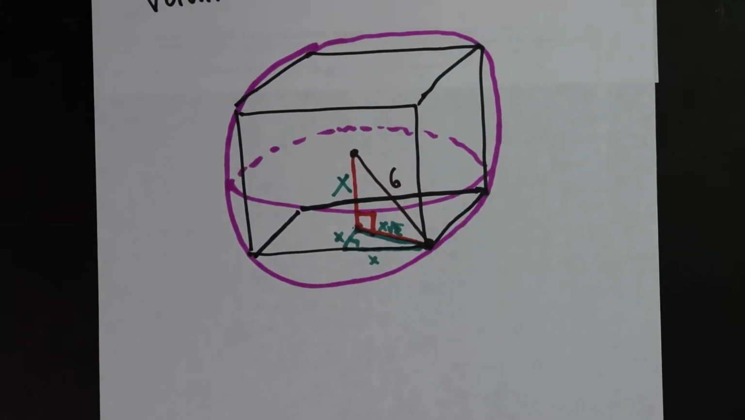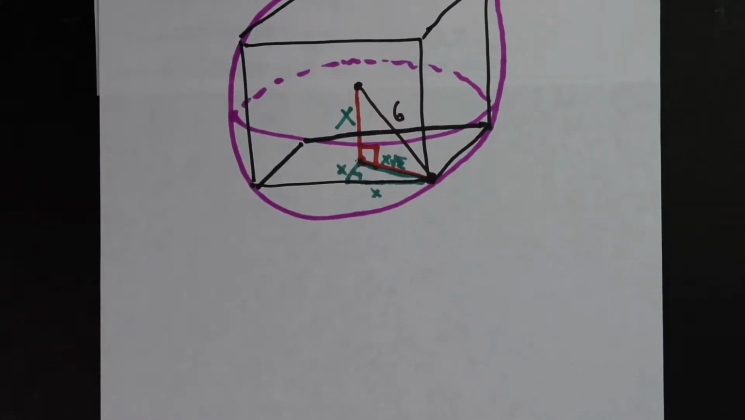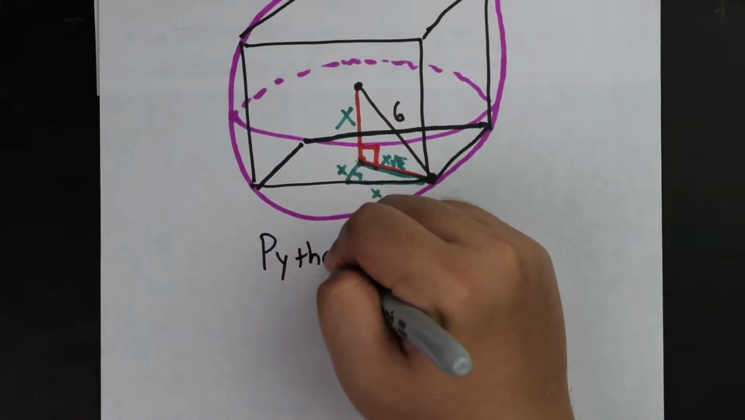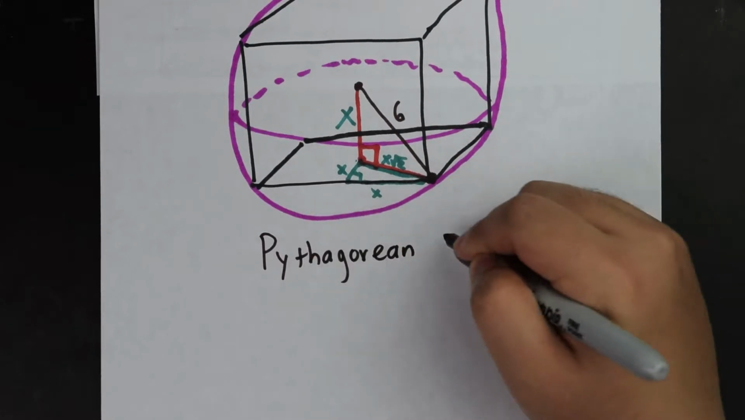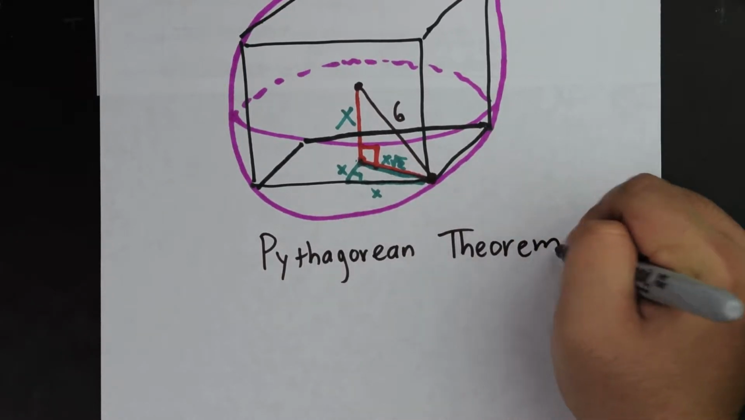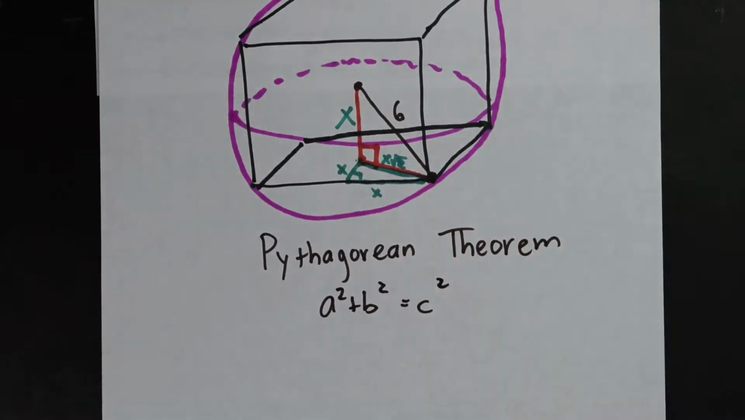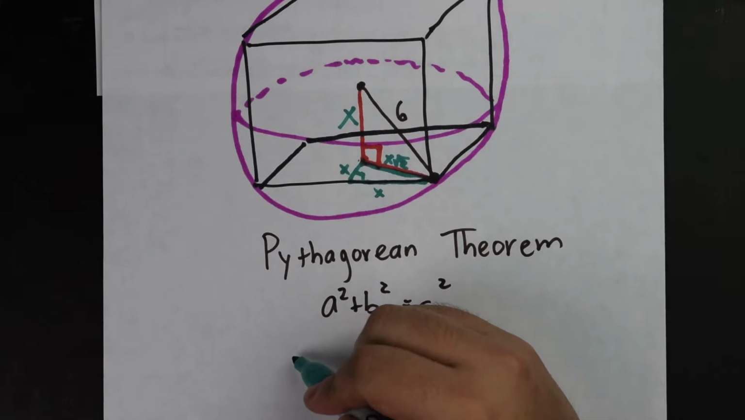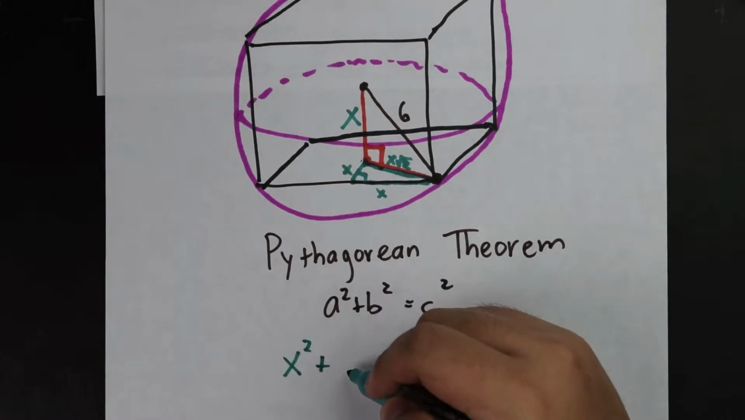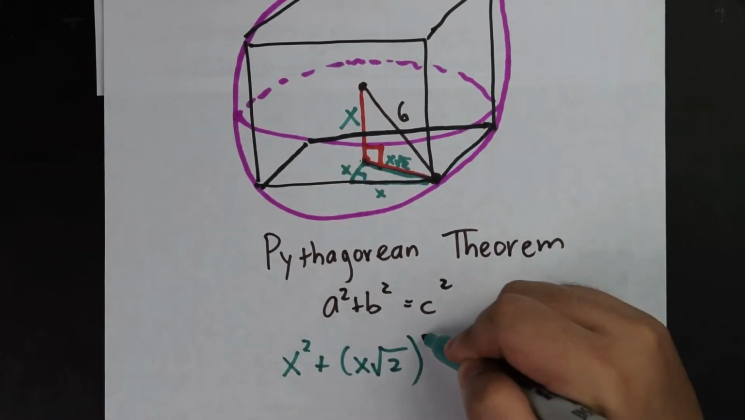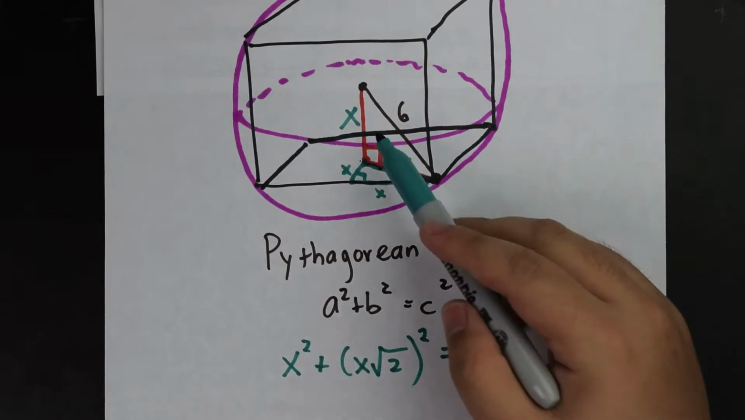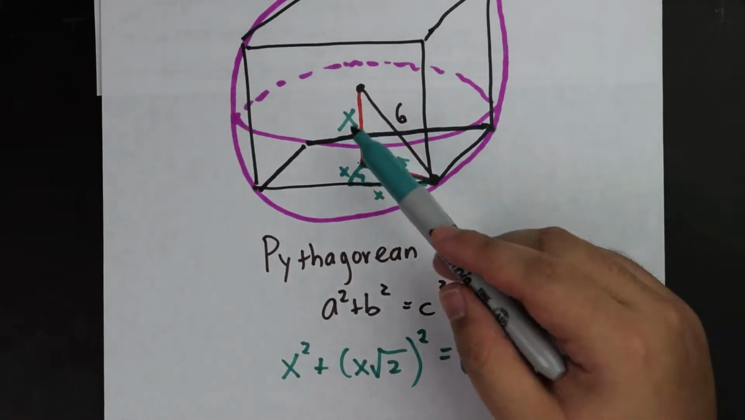Because now that I have this very quintessential information, now I could use the Pythagorean theorem. Okay, and so I'm going to write that term. Pythagorean theorem. And how Pythagorean theorem works is the basic idea of a squared plus b squared equals c squared. But right here, for this question, because it's the right triangle right here, I could use x squared plus x square root 2 squared equals 6 squared. Make sure you know that the 6 is going to be my hypotenuse, and these are my two sides.